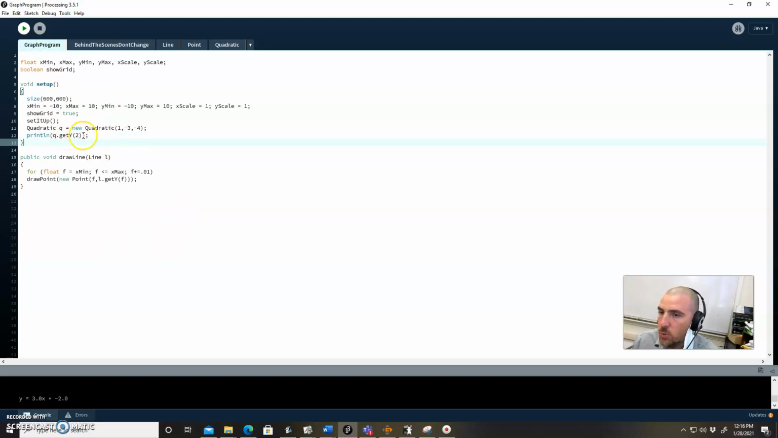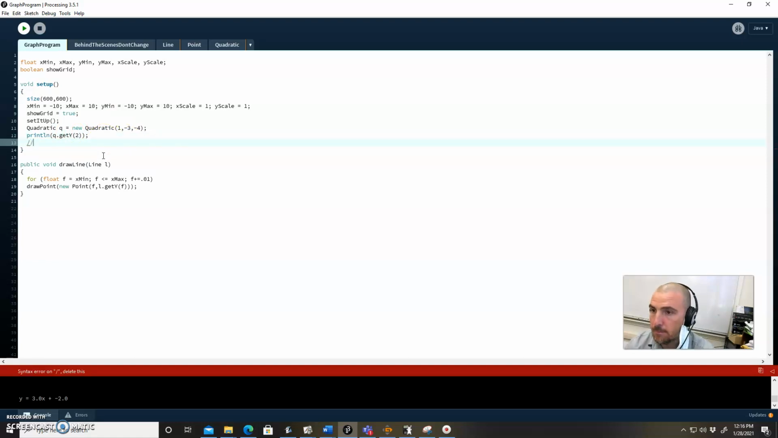Okay, so if I go back to the graph program, and I'm trying to get the y value of 2, it's going to be, 1 is the coefficient for x squared, so it's 2 squared. That's 4. Plus negative 3 times 2, that's 4 plus negative 6, that's negative 2, plus negative 4, should be negative 6.